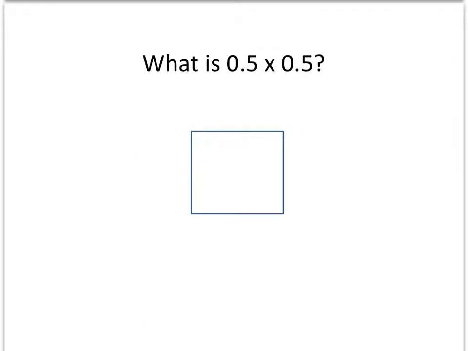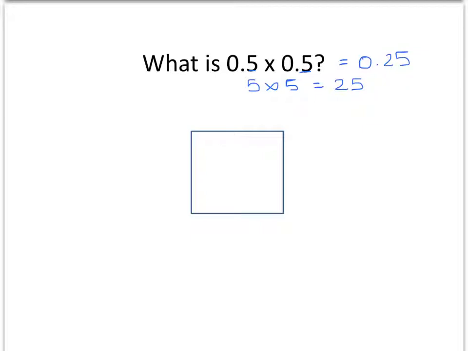Okay, let's look at another example. Here I've got, what is 0.5 times 0.5? So if I use my trick from before, I know that 5 times 5 is 25, but I need 2 decimal places. I've got 1 decimal place here and 1 decimal place here, so my answer will have to be 0.25. Okay, so I've got 2 decimal places in the answer.